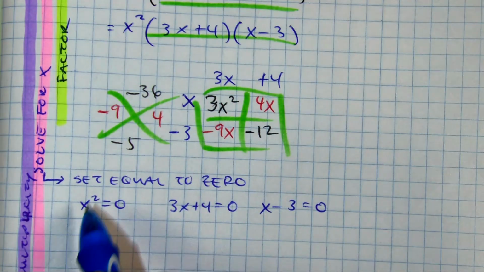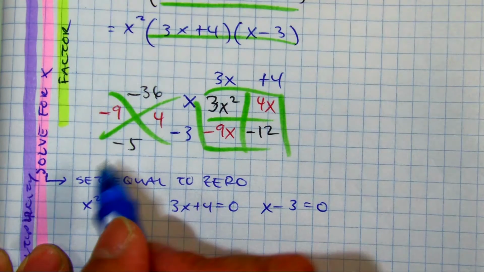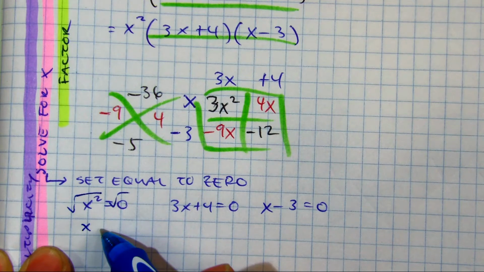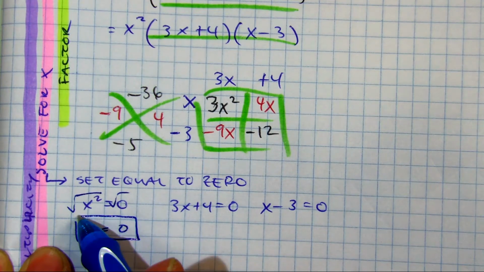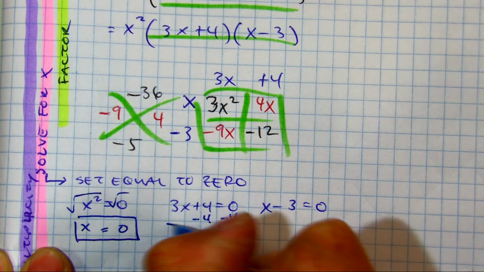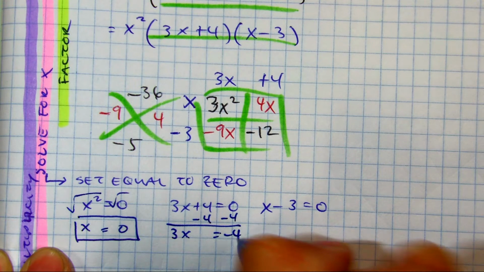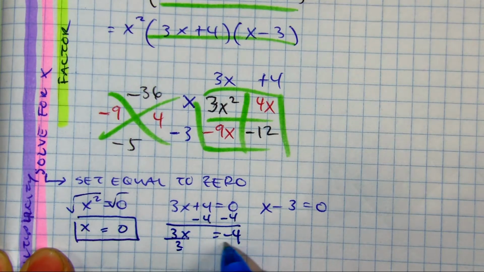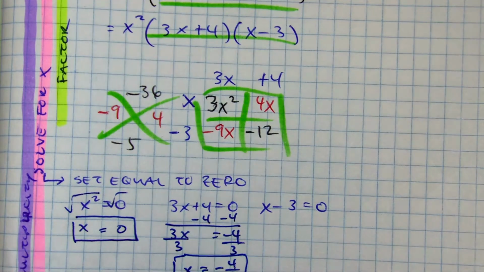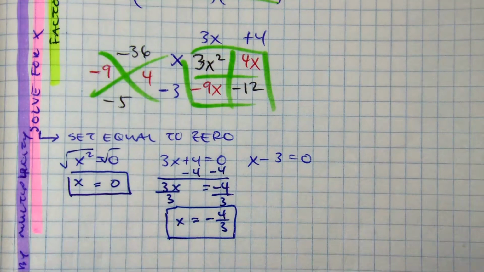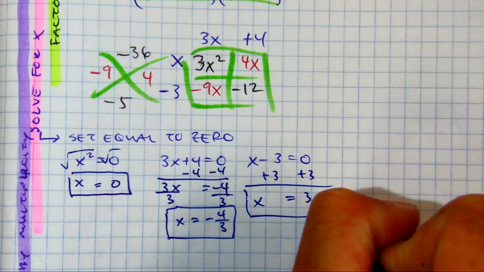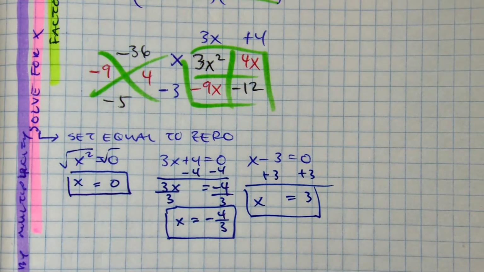So, class, how do you solve for x? Rad. X is equal to 0. How do you solve for that one? Subtract. Now what? Divide by 3. X equals negative 4/3. And this one over here? X equals 3. Raise your hand if you got these three answers.